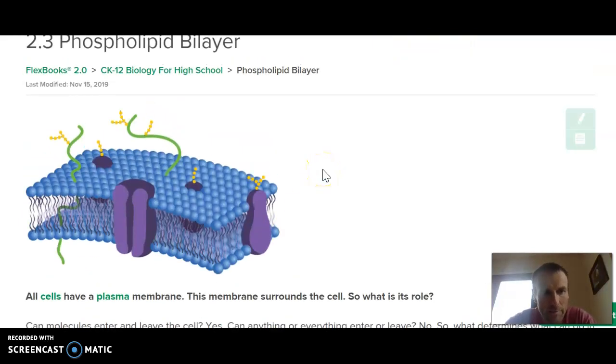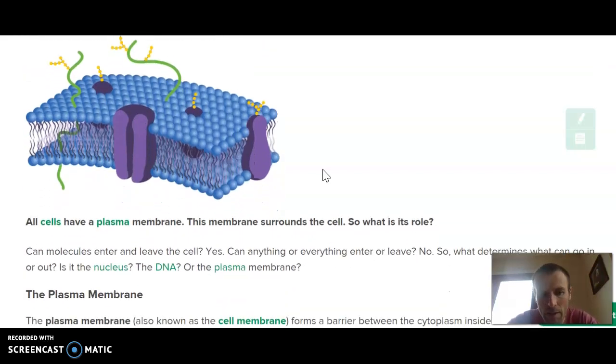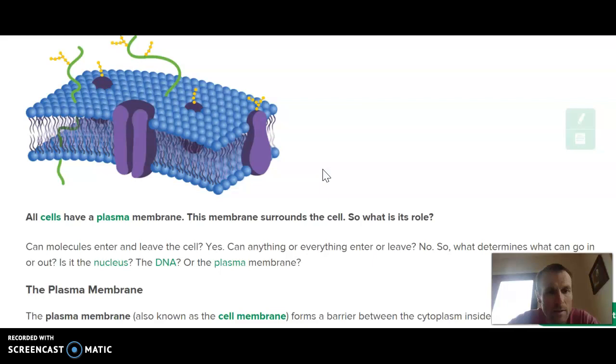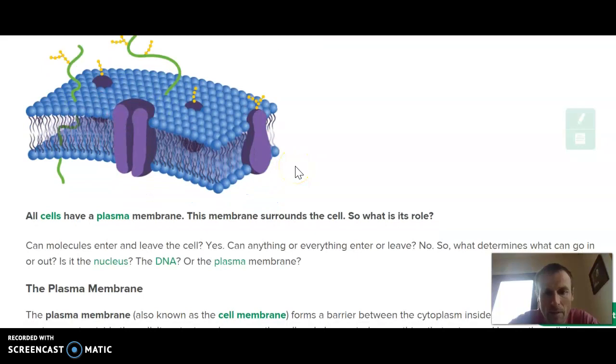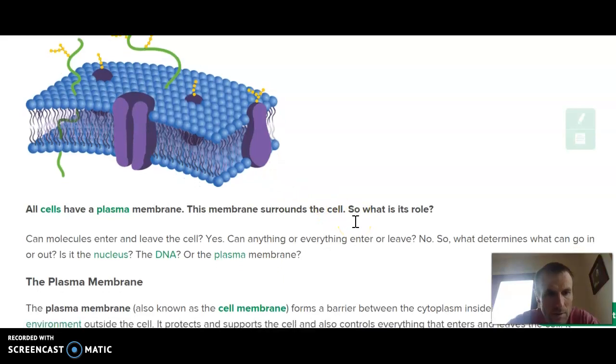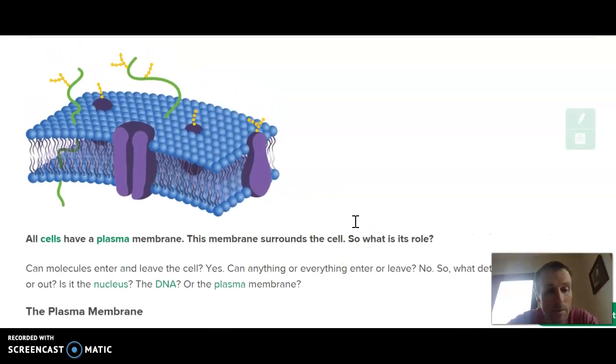So the last section you have to read this week is section 2.3 on the phospholipid bilayer. The cell membrane, which is really the same thing as the phospholipid bilayer, is something we are going to focus on. We want to know a lot about it because there's a lot of important things that happen with respect to cell transport that we're going to learn about. And so the first thing to do is to talk about the structure of the cell membrane.